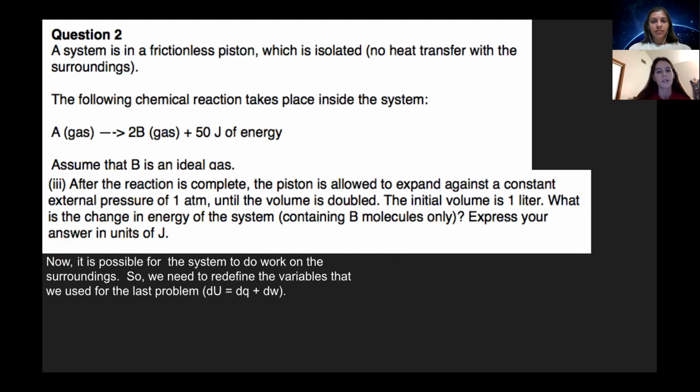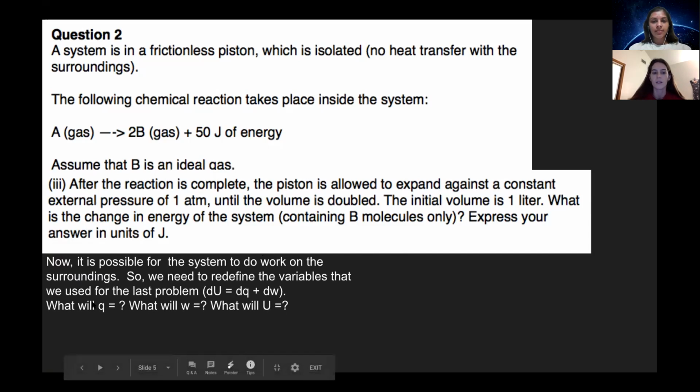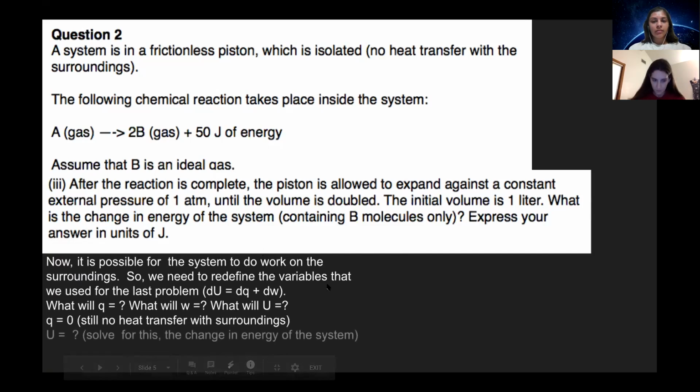So we kind of need to redefine the variables that we used for the last problem. They're not true anymore for this portion of the problem. So what we want to know is what the heat transfer is going to equal, what the work will equal, and ultimately what the change in energy will equal. Just to start off, still the same: there's still no heat transfer with surroundings, and so Q will still be 0. And energy is what we're trying to solve for, so we don't know what that is.